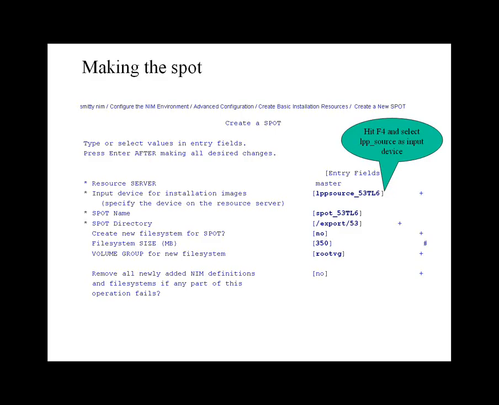So smitty nim, configure, advanced, create a new SPOT, input device for installation images. Hit F4 there and select the LPP source. And then SPOT name, I like to give the SPOT a name that corresponds to the LPP source it's created from. And the SPOT directory, where to create that SPOT. Created in /export/53. I already have space there. And so I'll create new file system, no, and I'll blank out the file system size and the volume group.